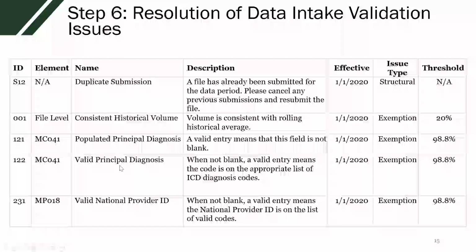So now that we've assessed the population of that field, we're going to check the validity of what's there. So when the fields are not blank, we're ensuring that the entry has a valid code. And same with the provider NPI. So those are some of the examples of structural and exemption issues that we'll be evaluating data.